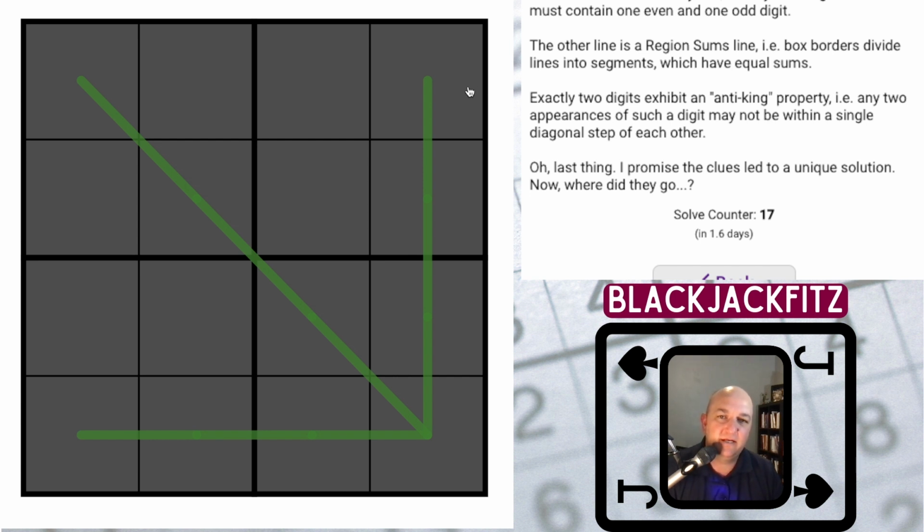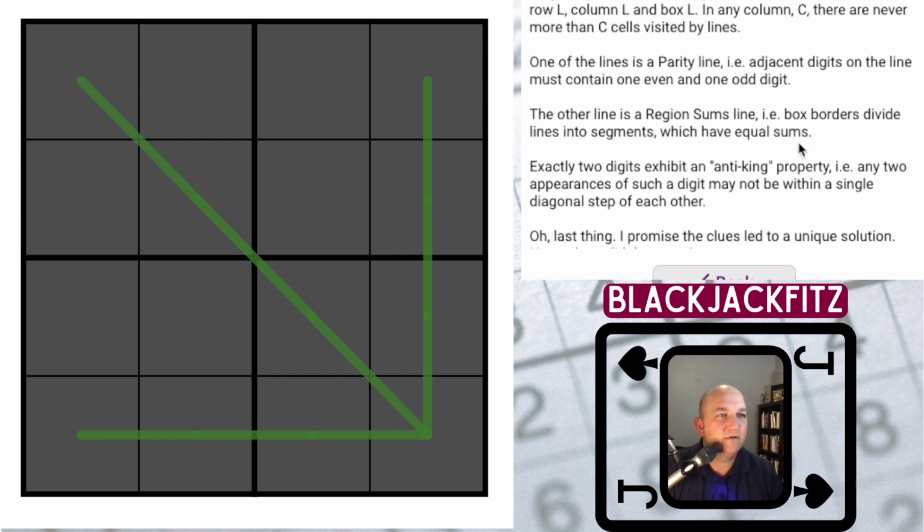That's really interesting that there's only 4 of those. I think that all of these work. The constraint is just around columns, right? In any column C, there are never more than C cells visited by a line. Yes. Okay, so those are all the possibilities of a length 4 line. Now, what I don't know is, do we need a length 4 line?